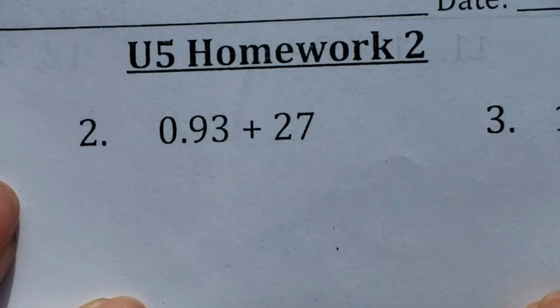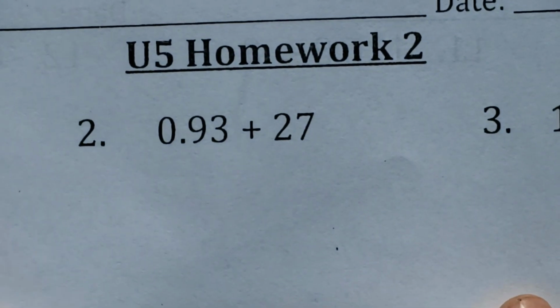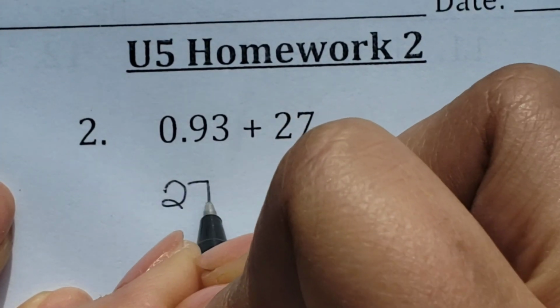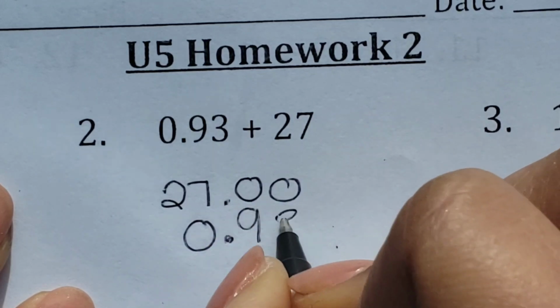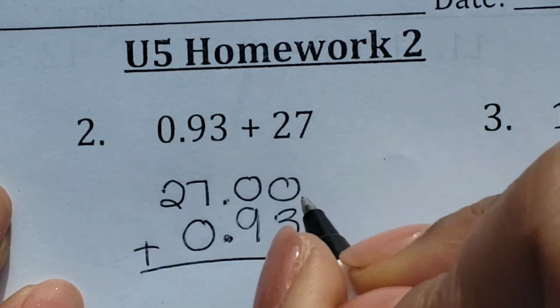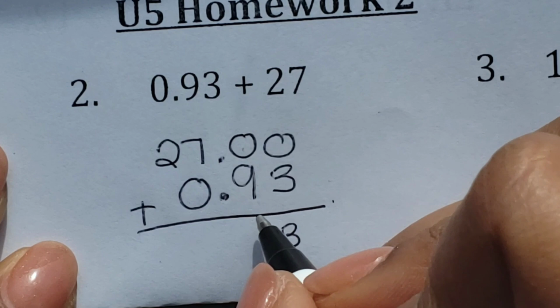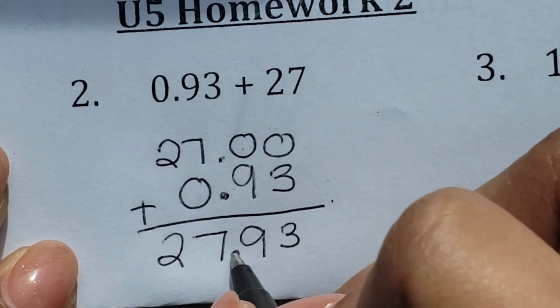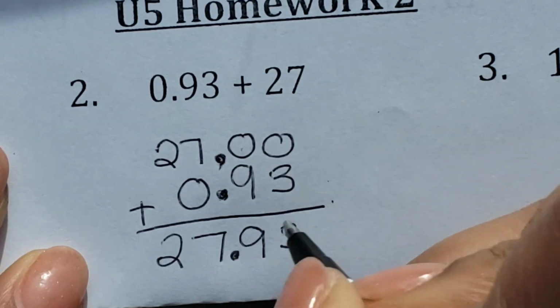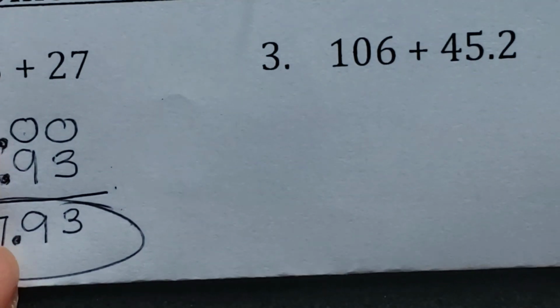Welcome to another video. Let's jump right into number 2. So first things first, we got to line all of this up whenever we are adding decimals. So I'm going to put 2 zeros at the end of that 27 and I'm going to add straight down. I get 27.93 and we're done with that one. Make sure you have your stoplight and you are done.